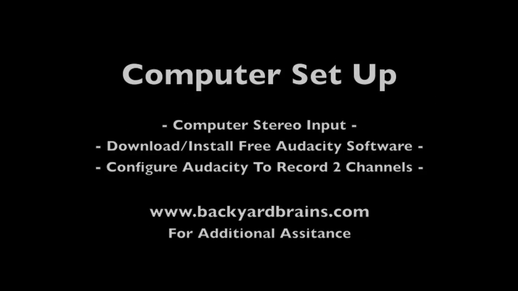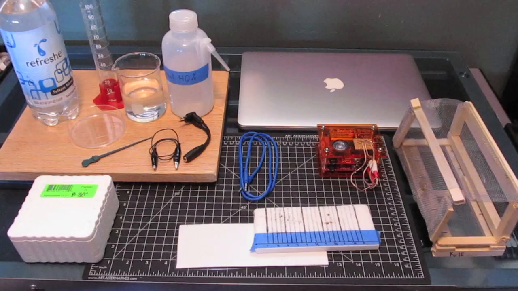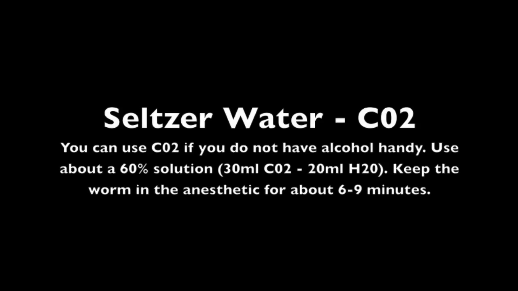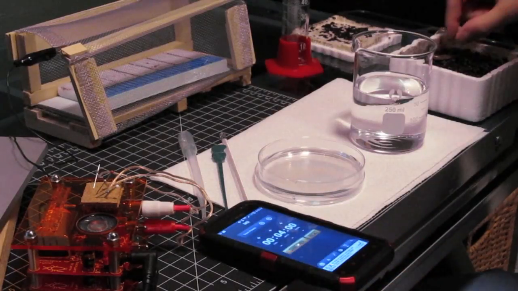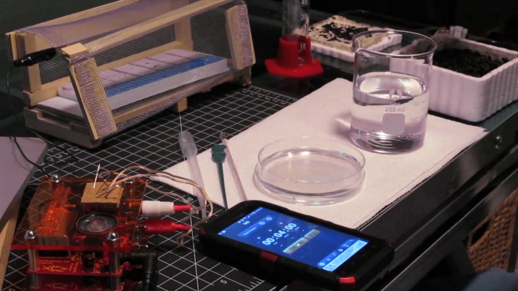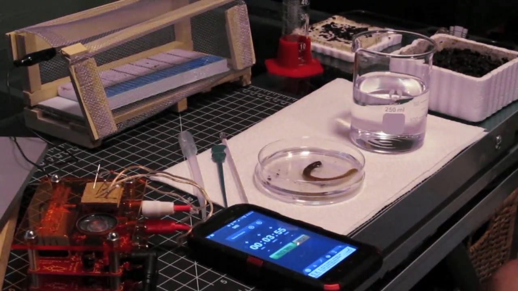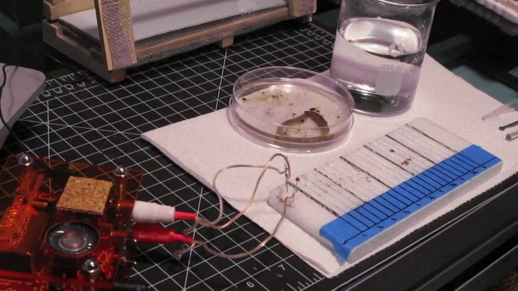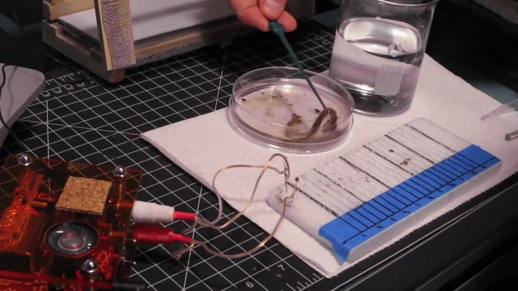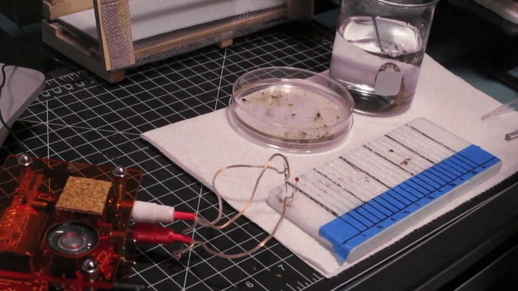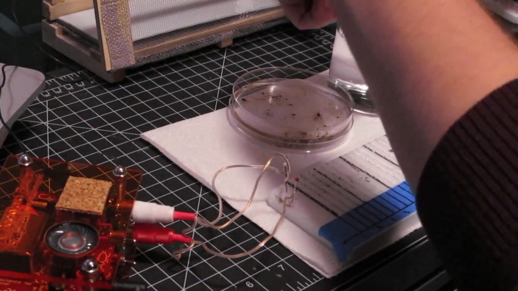In this experiment, I will be using a 10% alcohol solution to anesthetize the earthworm. However, if you do not have alcohol available, seltzer water, which is pure carbon dioxide, can be used as an alternative instead. Set your stopwatch for about 4 minutes, then place the worm inside the anesthetic bath. Now that approximately 4 minutes have passed, take the earthworm out of the anesthetic bath and place it in the water bath. The water bath washes excess alcohol off of the worm.